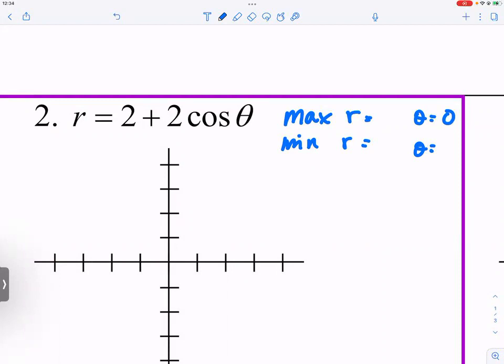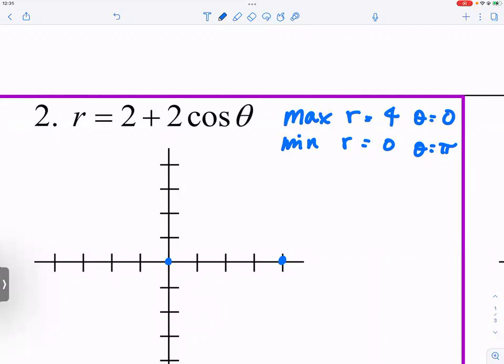So when theta is 0, cosine theta is 1. 2 times 1 is 2. 2 plus 2 is 4. So the maximum radius, or maximum R value, is 4 when theta is 0. Well, what about the minimum? Well, minimum is when theta is equal to pi. Cosine pi is -1, so you have 2 minus 2, which gets you 0. So that means facing pi, you have a point right here at the origin.